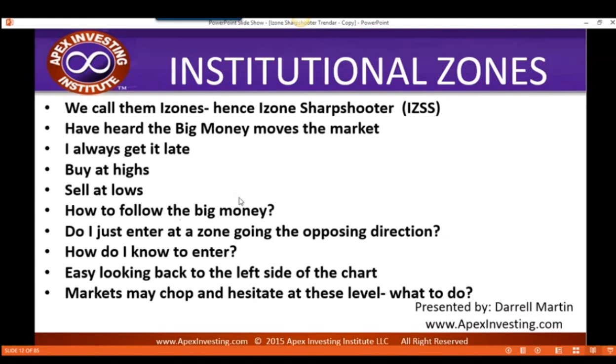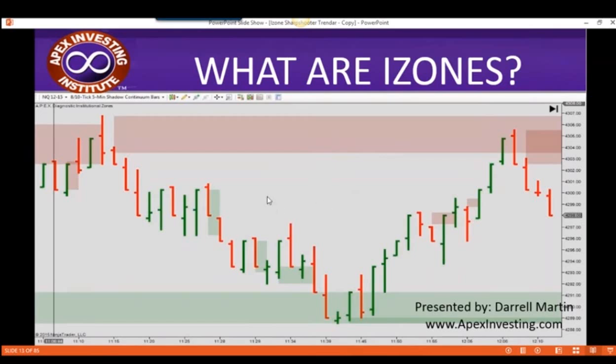Like, I've heard this, and I like the idea of trading with institutional zones, but what do I do? How do I know when to get in? Okay, well, here's an example of a chart with some IZONES on it. They're automatically plotted on the chart, and new zones are plotted as new levels are made. Obviously, your green zones would be support levels, levels to buy at.